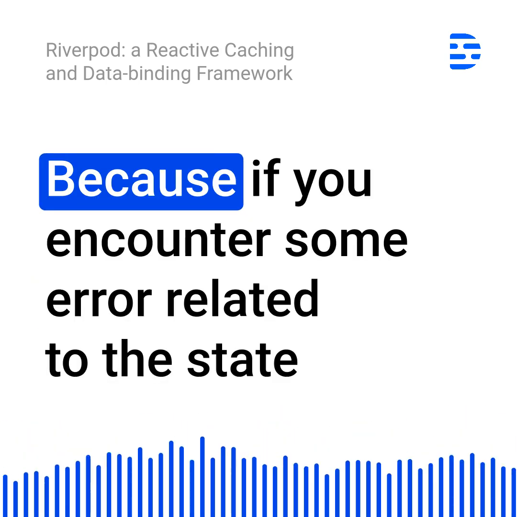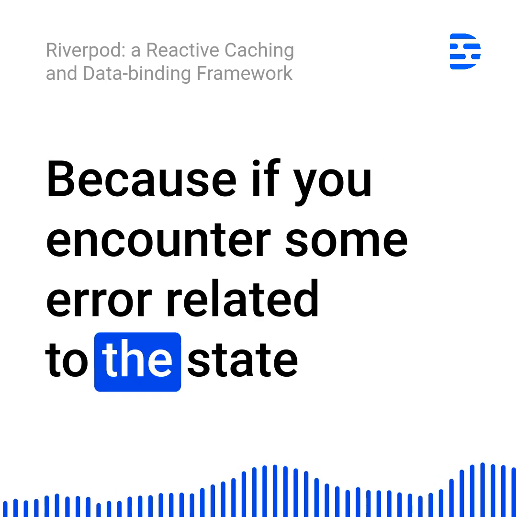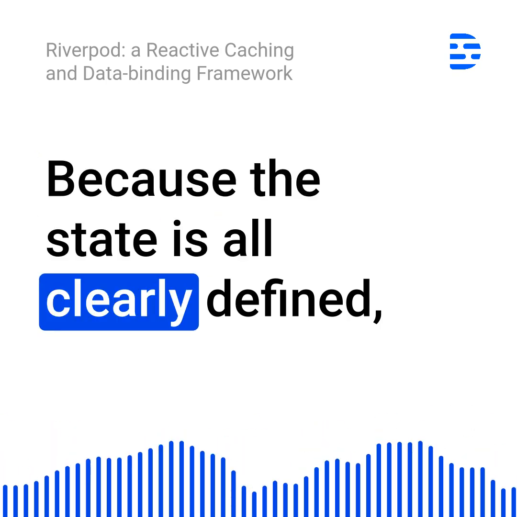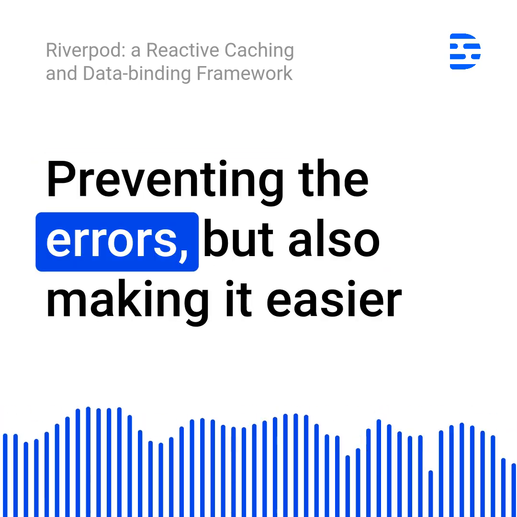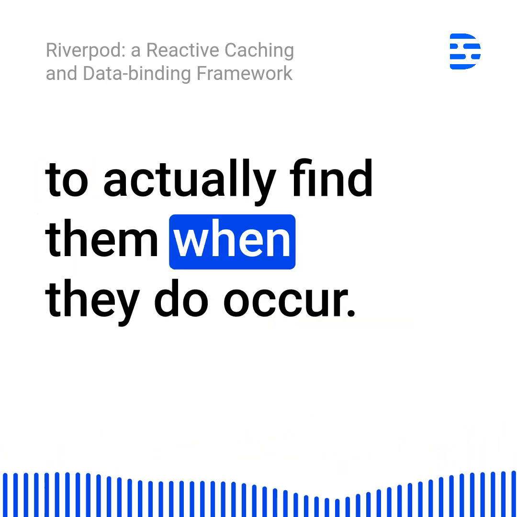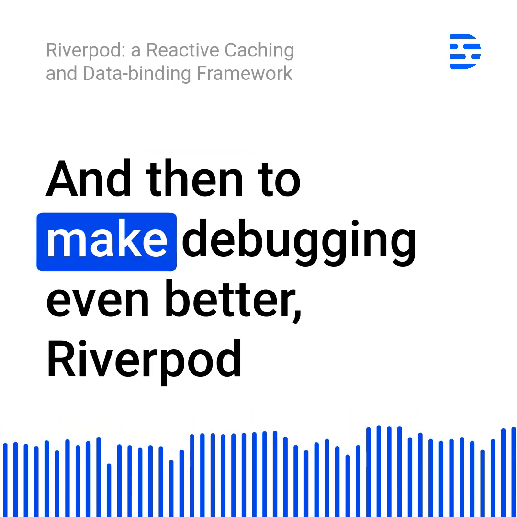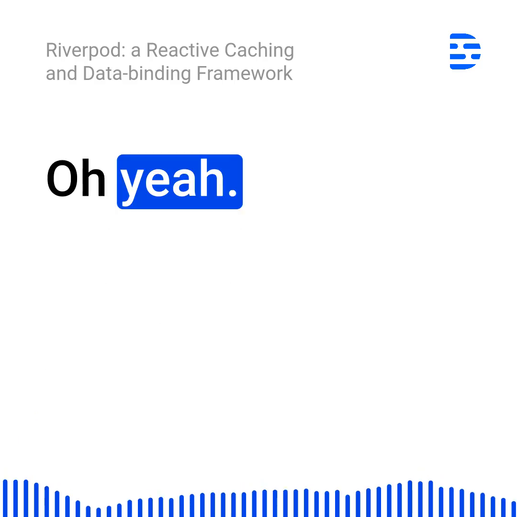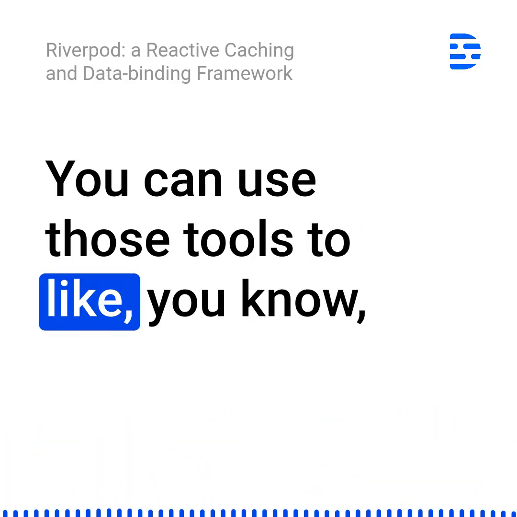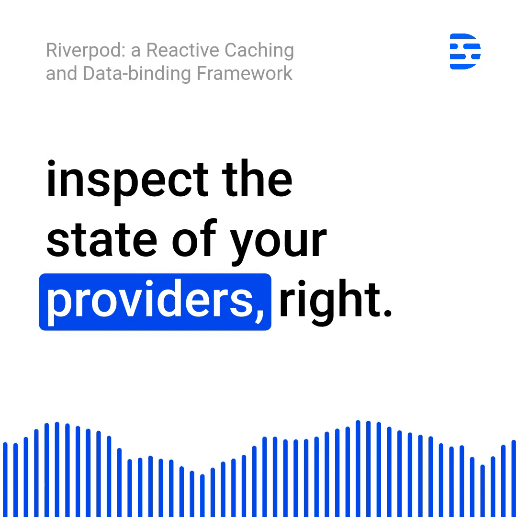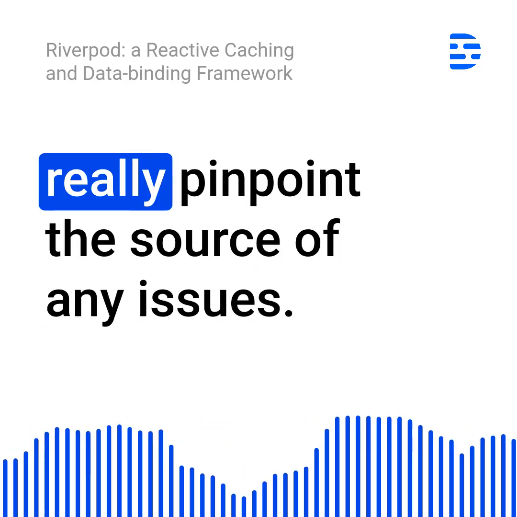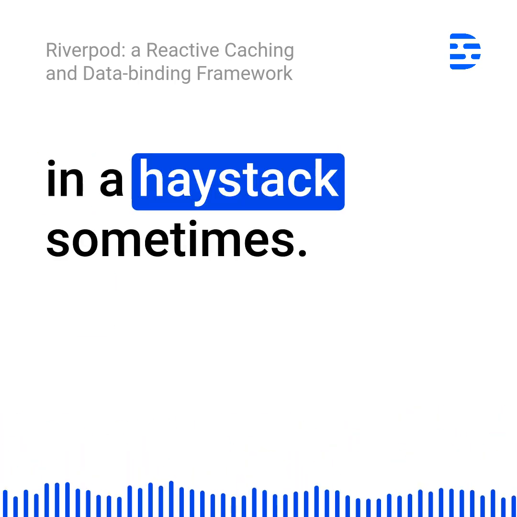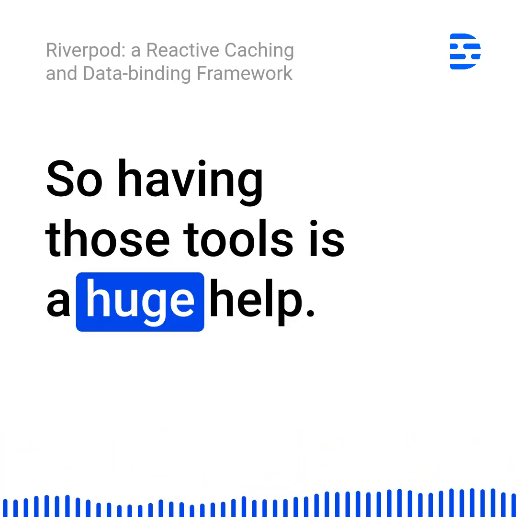And that safety net not only makes your code more robust, but also simplifies the debugging process, right? Because if you encounter some error related to the state with Riverpod, you can easily trace it back to its source, because the state is all clearly defined. So it's not just preventing the errors, but also making it easier to actually find them when they do occur. Exactly. And to make debugging even better, Riverpod integrates really nicely with Flutter's developer tools. You can use those tools to inspect the state of your providers, track the state changes over time, and really pinpoint the source of any issues. Debugging can be like looking for a needle in a haystack sometimes. Yeah, so having those tools is a huge help.